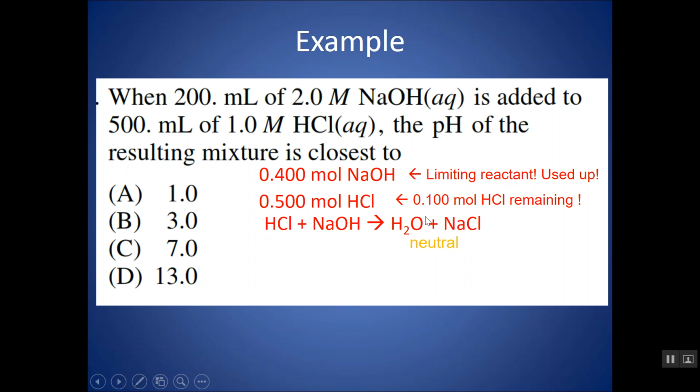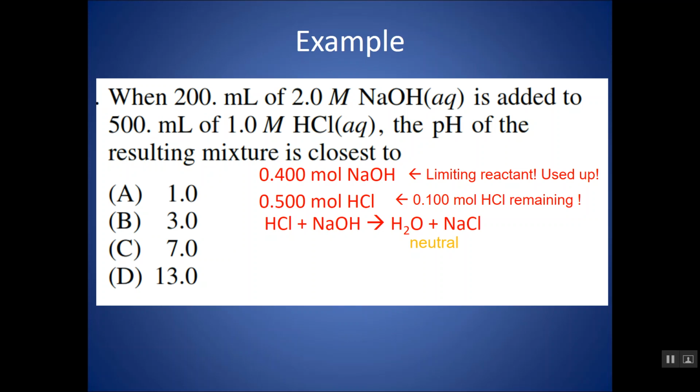So even though my products here are neutral, H2O is neutral, NaCl is a neutral salt, I'm going to have 0.1 moles of HCl left in solution, which is going to contribute some H plus ion, which is going to affect the pH and make it not neutral. It's not going to end up being 7.